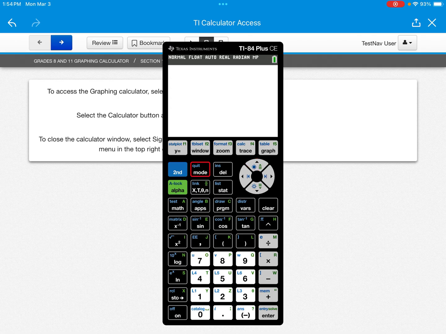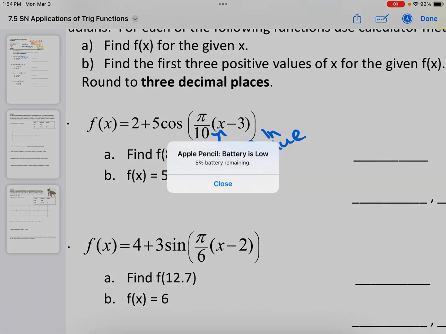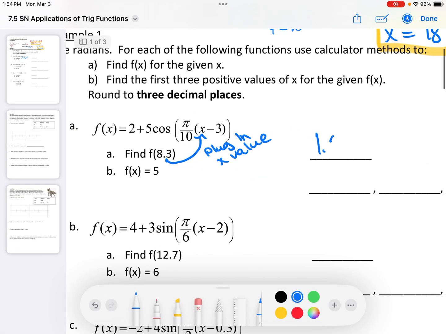We're going to type our equation in with 8.3 plugged in. So 2 plus 5 cosine pi over 10. Open the new parentheses. Our x here is 8.3 minus 3. Close both of those parentheses and get an answer. We're going to round to 3 decimal places, to the nearest thousandths. 1.529. So that's lovely. So 1.529 is our solution. That is our y value.